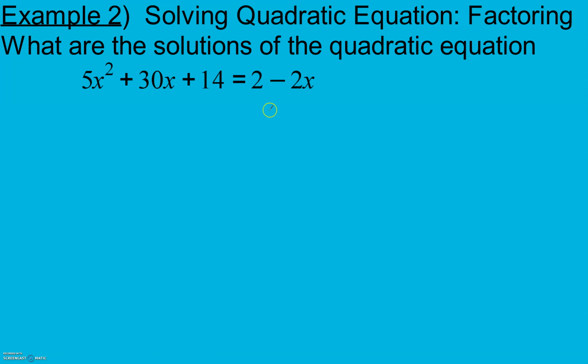Example 2 here, same idea. I have to get it set equal to 0 first. I'm going to add 2x and subtract 2.